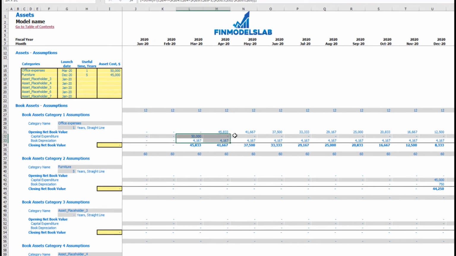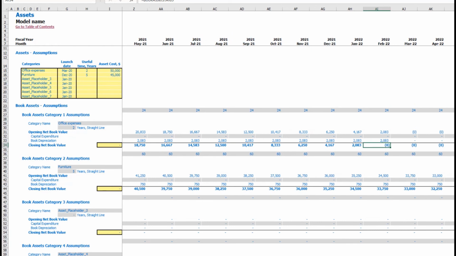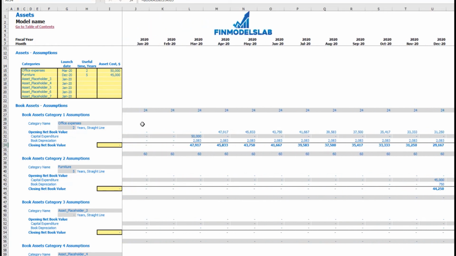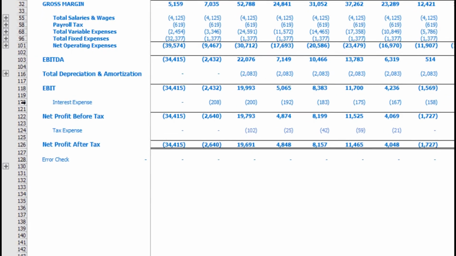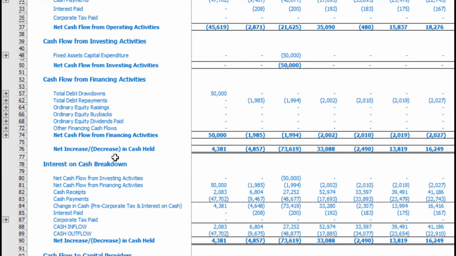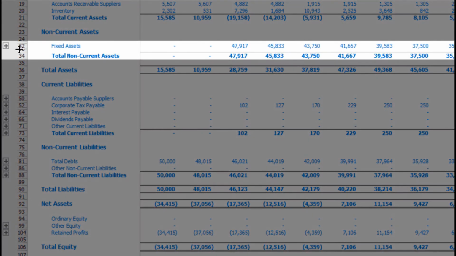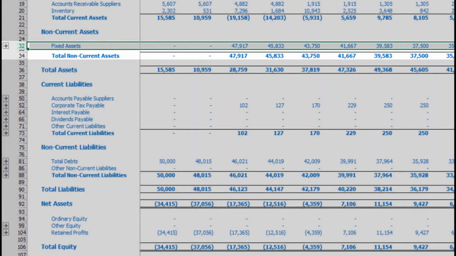You may see the calculation of book depreciation for 1 year according to the useful time. If you set 2 years, for example, you will see that it will be amortized fully by February 22, which is 2 years from March 20. And you can see the closing net book value of this asset. Additionally, you can input up to 6 other asset line items. So in the income statement you may find the depreciation and amortization amount for each month. In the cash flow you may see the fixed asset capital expenditure, and on the balance sheet you may see the total closing net book value for these assets.